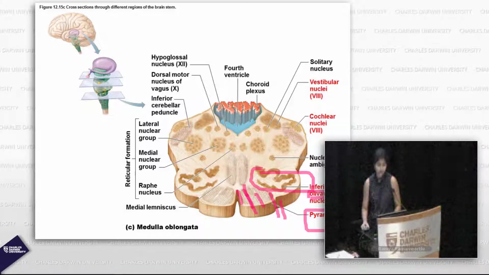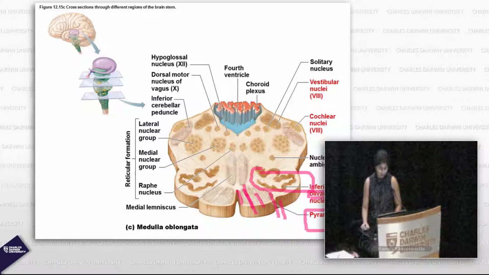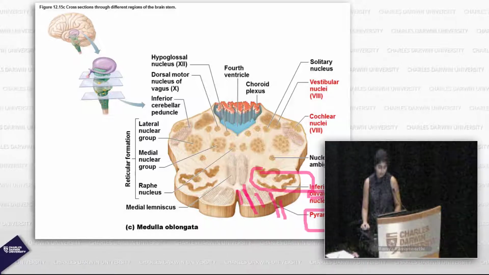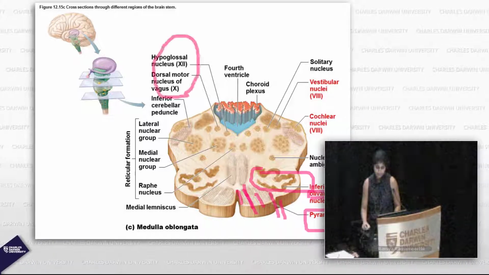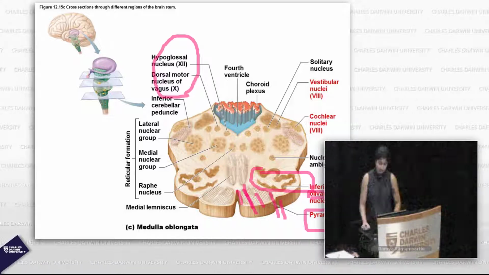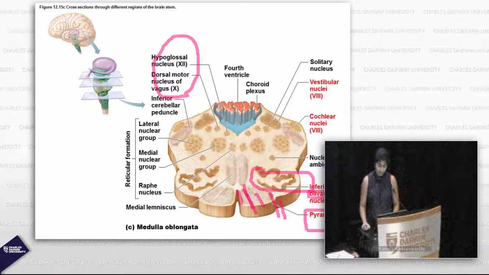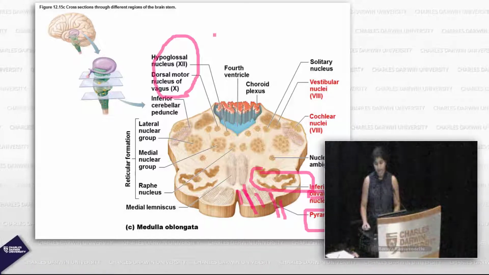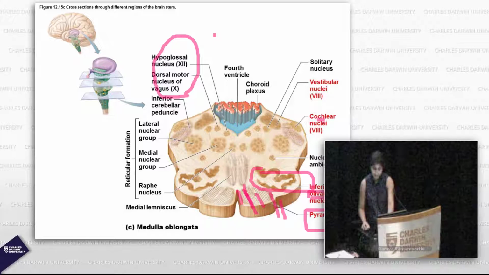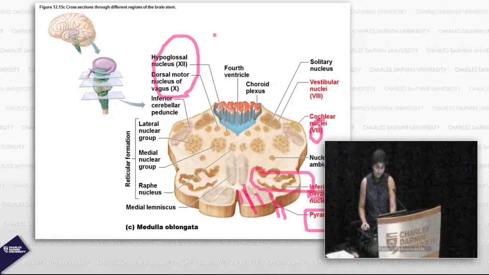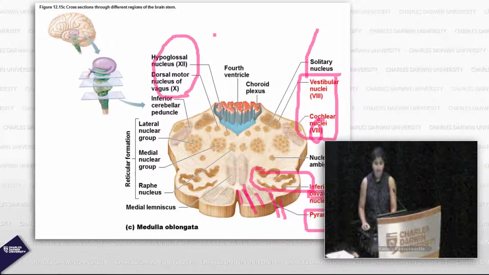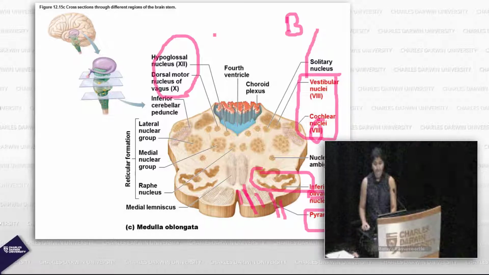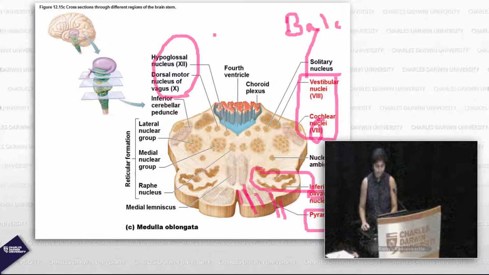Then in your brainstem we have the other nerves, cranial nerves 8, 9, 10, 11 coming out. Sorry, 8, 9, 10 and the 12th one, not the 11th one. Your vestibular nuclei and your cochlear nuclei are involved with balance and equilibrium as well.